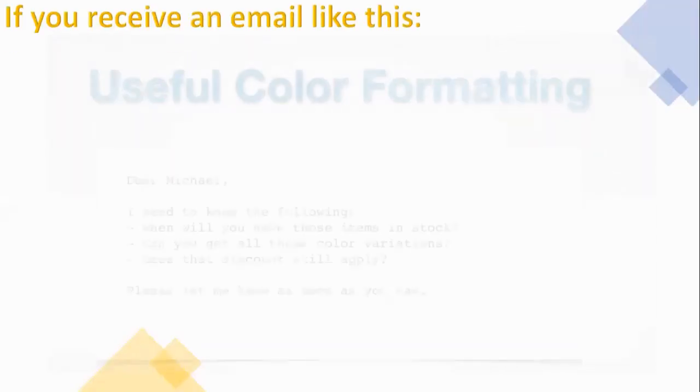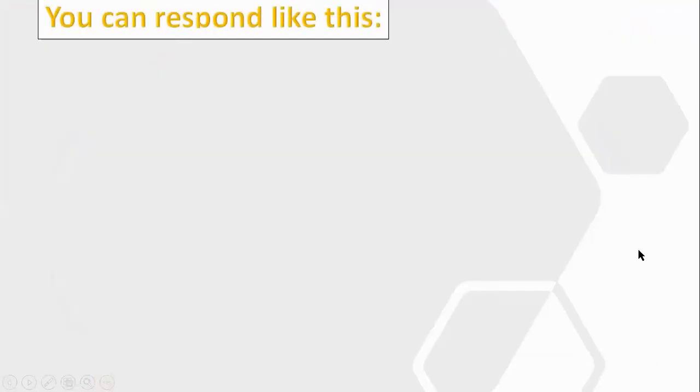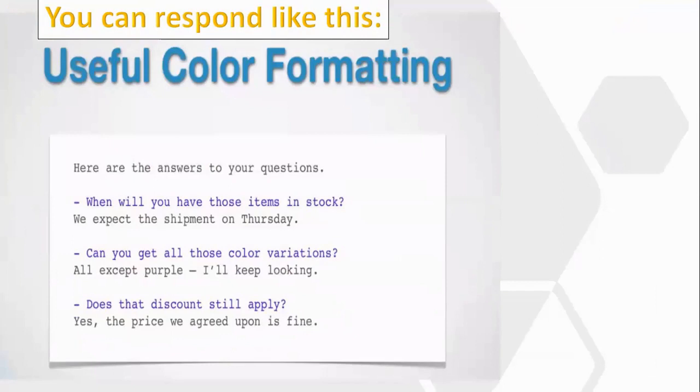If you receive an email like this, you can use color formatting. Dear Michael, I need to know the following. Please let me know as soon as you can. So use the same email and answer it. I colored the questions that were sent to me in an email, and I answer them. Right, like this. This is the email. When will you have those items in stock? We expect the shipment on Thursday. Can you get all those color variations?